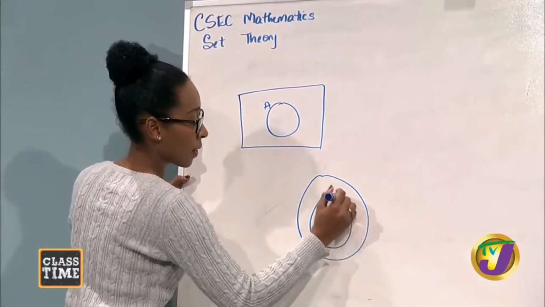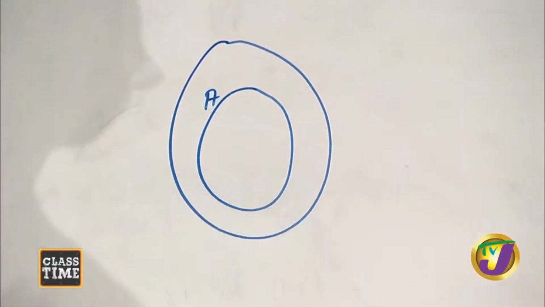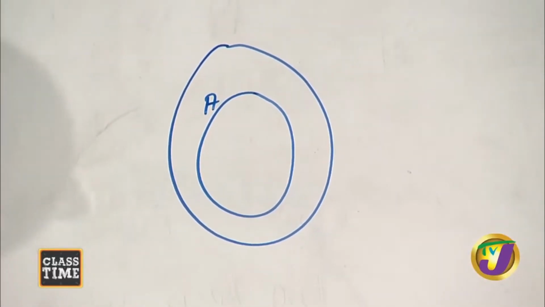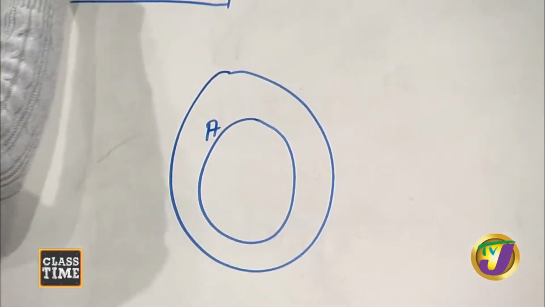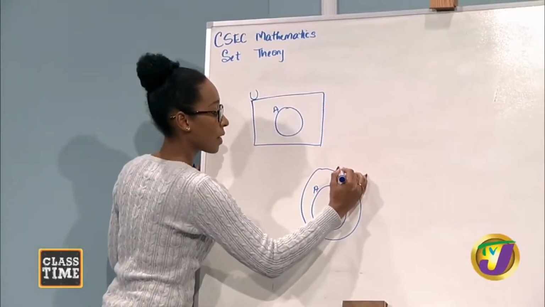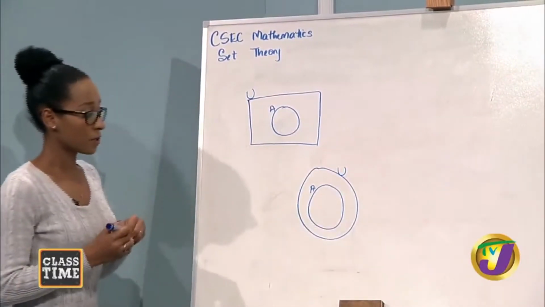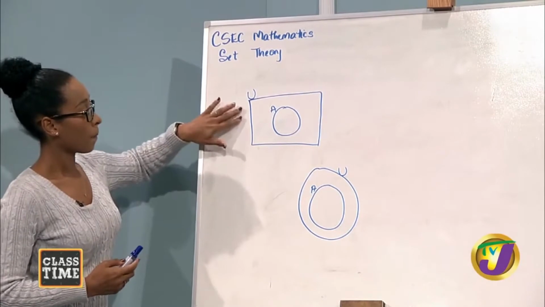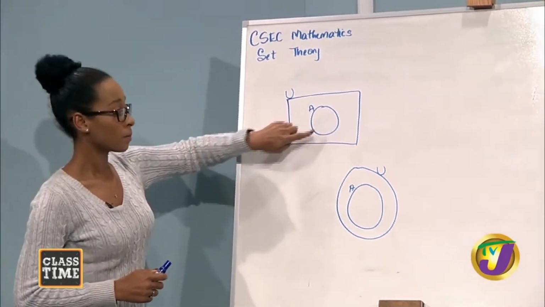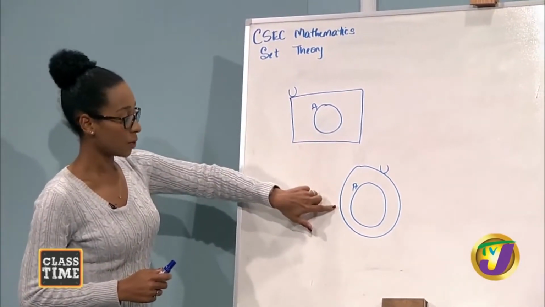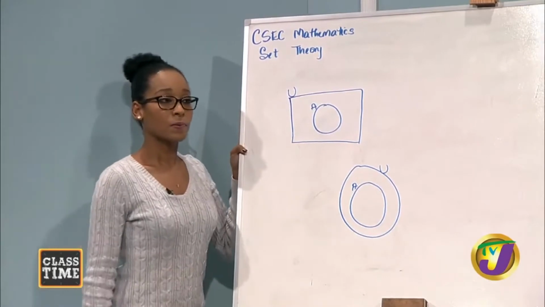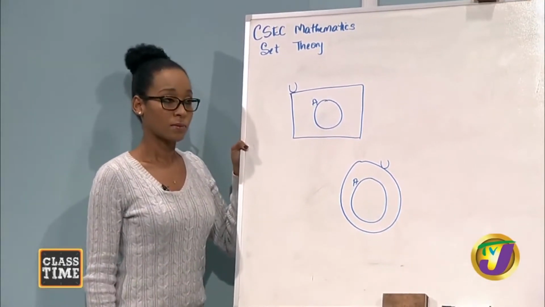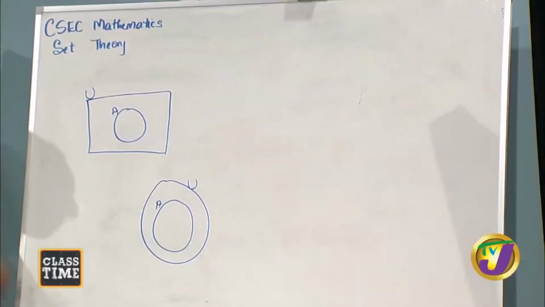And it can also be a circle. So we have set A inside. Should we label the rectangle as U? Yes, this is my universal set. So when we're looking at Venn diagrams, it can be represented as a rectangle or a circle. And of course you'd have a subset within the universal set. In both cases, it's set A. Yes, that's correct.